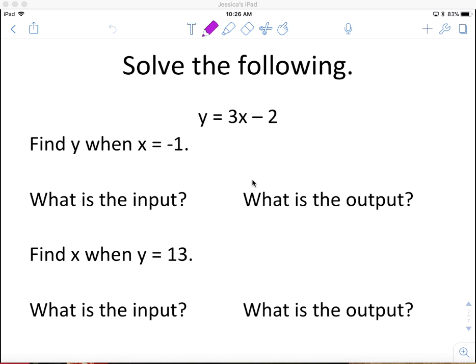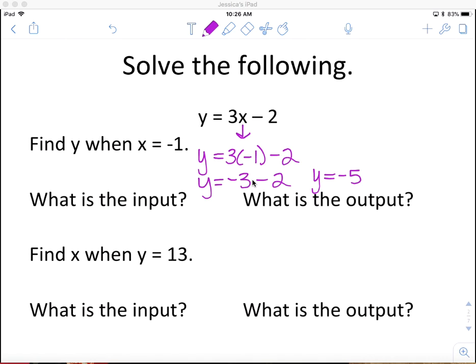Okay, so for y equals 3x minus 2, the first step is saying to find y when x is negative 1. So what we're going to do is plug in negative 1 for x. Now to find y, you should already know how to do this. We're going to use PEMDAS, or order of operations, to figure out what y is. So first, 3 times negative 1 is negative 3. And negative 3 minus 2 tells me that y is negative 5.